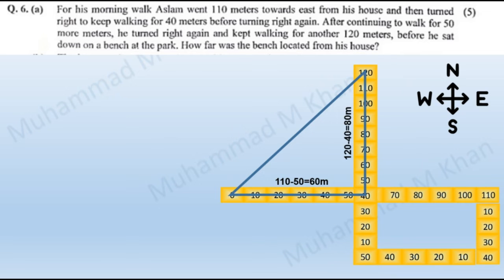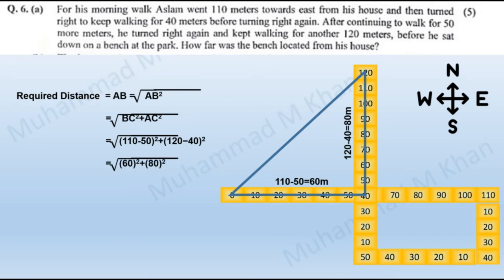So using the distance formula and putting the values in, solving the squares of base and perpendicular gives us 3600 plus 6400, which comes out to be 10,000, and the square root of 10,000 is 100 meters. So the required distance that Aslam has traveled by walking is 100 meters. So that was the required solution of the question.